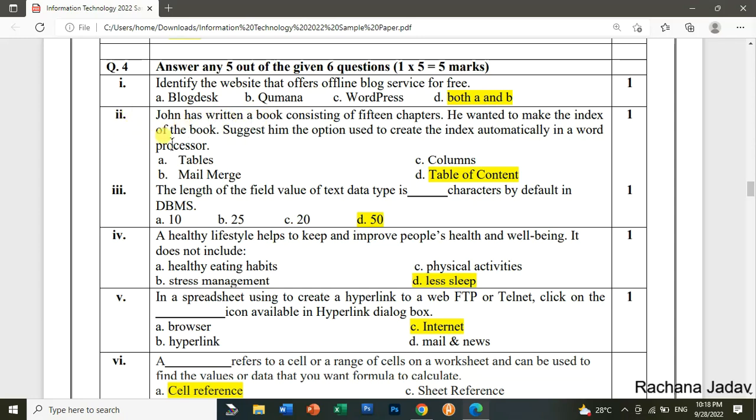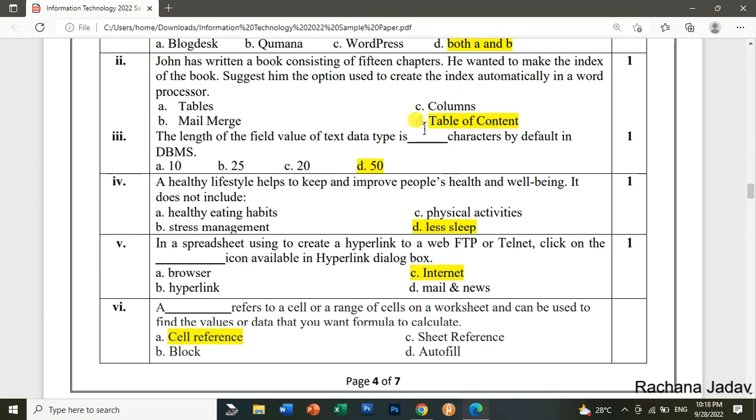Okay. Next, John has written a book consisting of 15 chapters. He wanted to make the index of the book. Suggest him the option used to create the index automatically in a word processor. So everyone knows that is table of contents. In table of contents you also get 3 tabs. So you can see the steps of it.